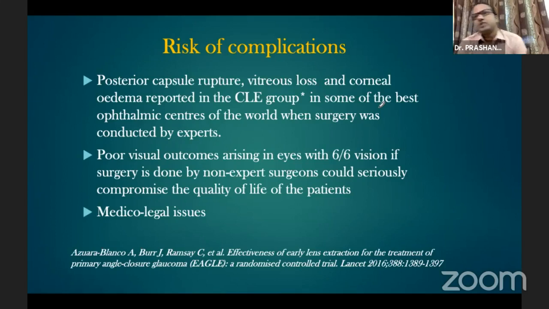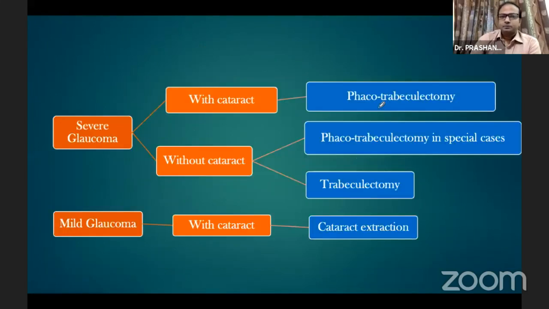So just imagine a situation, a patient coming with a vision of 6/6 with a high IOP, and we are doing a phacoemulsification. Remember, the study was done at the best centers with the best equipment and the best surgeons. If an average surgeon does that, he might end up with complications, and the visual acuity may drop from 6/6 to less than that. So that can compromise the quality of life and also implicate serious medico-legal issues for the doctor.